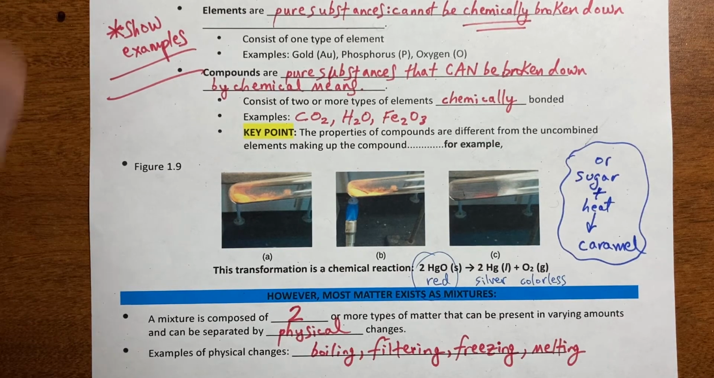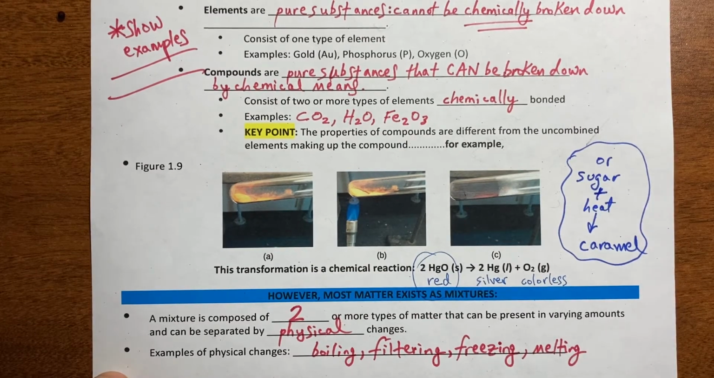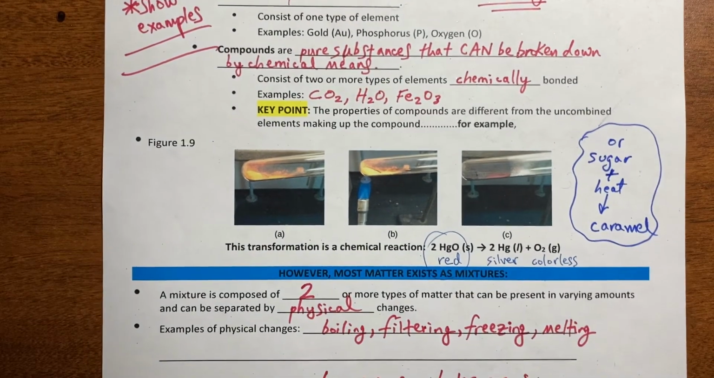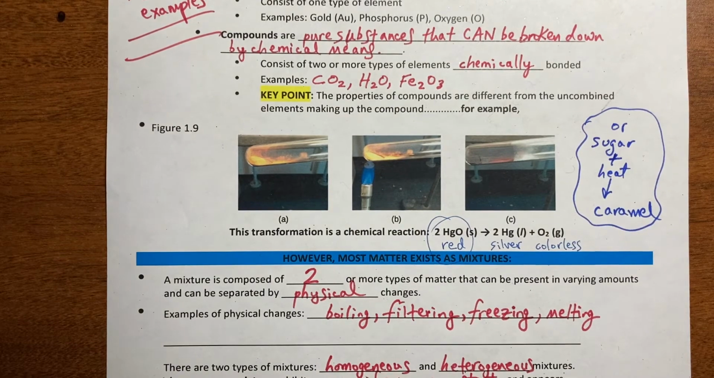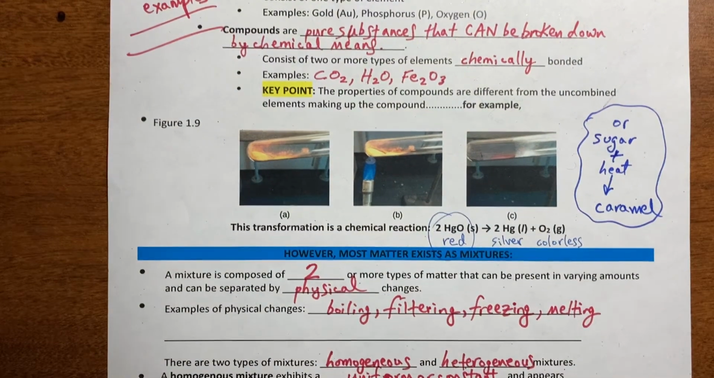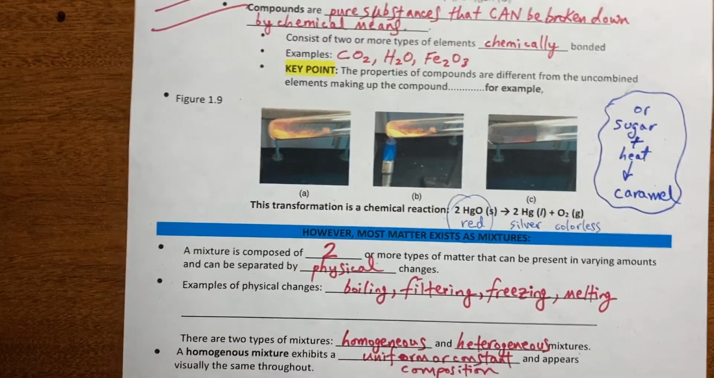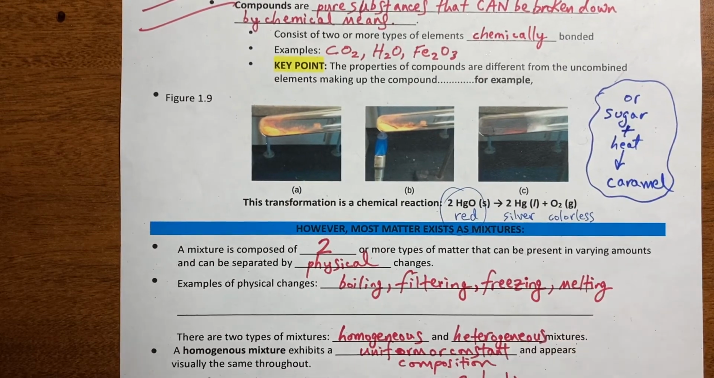When you make salt, you combine two rather toxic elements, sodium and chlorine, but you make sodium chloride, which is used in food. So the chemical properties of elements are very different from the chemical properties of the compounds that they are part of. However, most matter exists actually as a mixture.